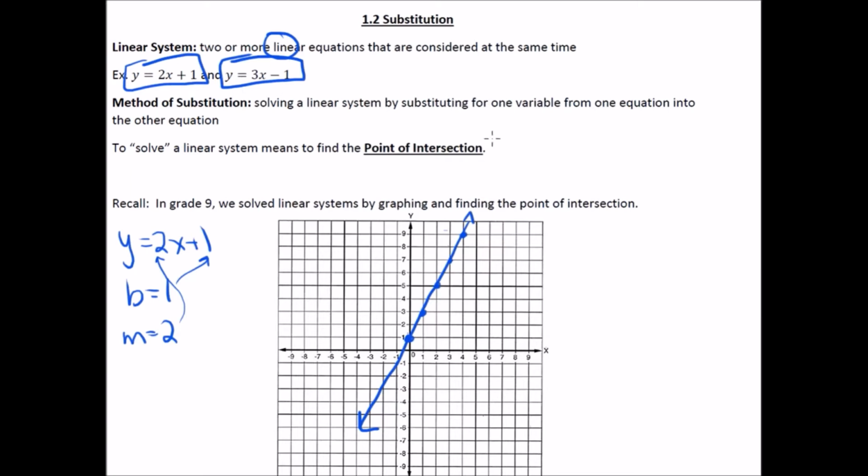And then for equation 2, which is y equals 3x minus 1, we would have to do the exact same thing. Start at -1 and go up 3 over 1, up 3 over 1, up 3 over 1. And we would have to graph these to find the point of intersection, and then just look at the POI, which in this case is (2, 5).